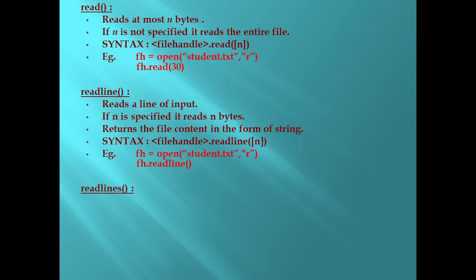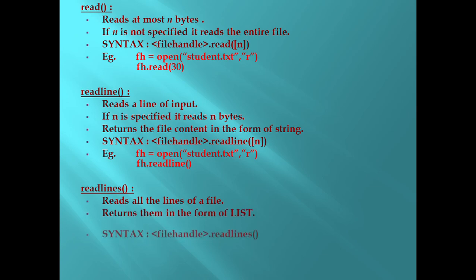Next, readlines(). This will read all the lines of a file and returns the content in the form of a list. See this example, fh = open("student.txt", "r"), fh.readlines(). This will read all the lines in this file and returns them in the form of a list. Next, we move on to the write functions.